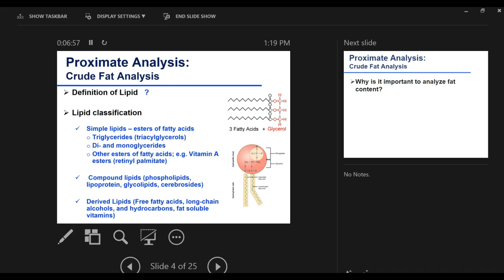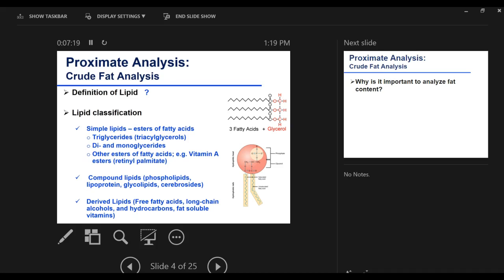Other esters of fatty acids, so vitamin A, for example, is an ester with palmitate, which is palmitic acid, one of the fatty acids, and then the alcohol is retinol. So instead of glycerol, you have retinol.